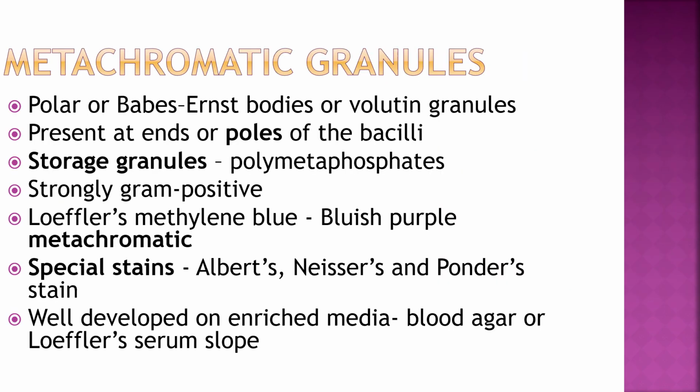These metachromatic granules are present at the ends of the bacteria, also called polar or Babes-Ernst bodies or volutin granules. They are present at the ends or poles of the bacilli. They are storage granules and contain polymetaphosphates. They are strongly gram-positive compared to the other part of the bacteria. They are stained by Loeffler's methylene blue and appear as bluish purple metachromatic granules. Special stains for these granules are Albert, Neisser or Ponder stain. They are properly developed on enriched media like blood agar or Loeffler's serum slope.